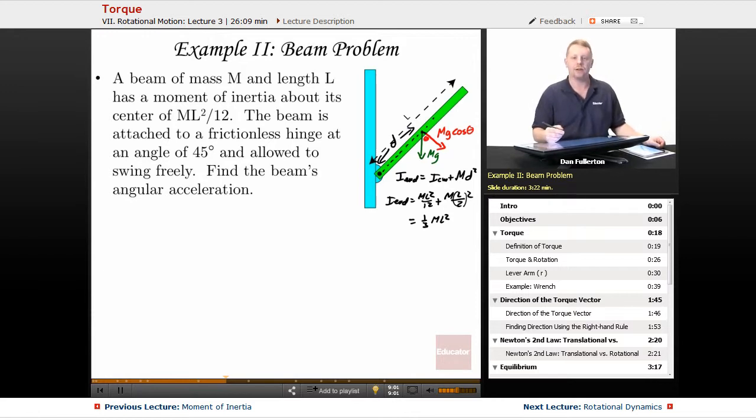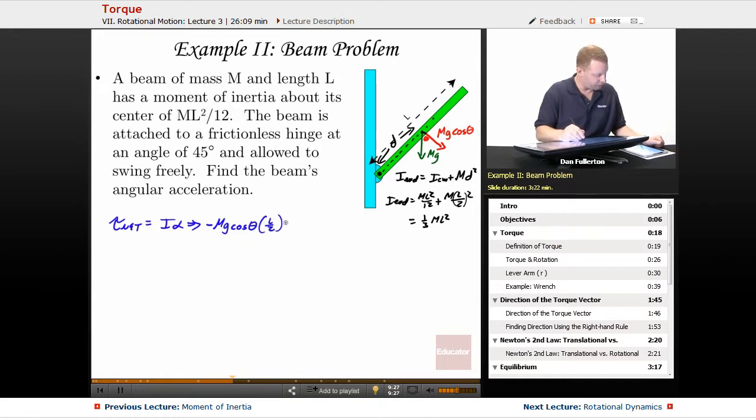We can write our Newton's second law equation for rotational motion. Net torque equals moment of inertia times angular acceleration. And when I look at our net torques, in the clockwise direction, so negative, we have minus mg cos theta, that force, times the distance at which it acts, L over 2, must be equal to I alpha.